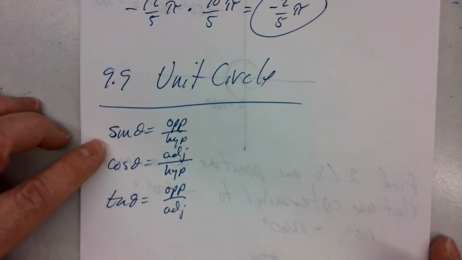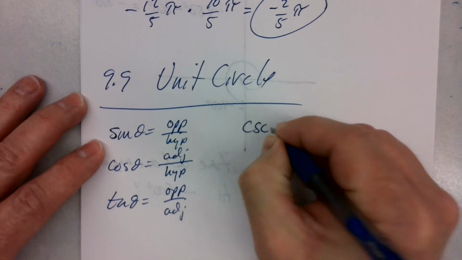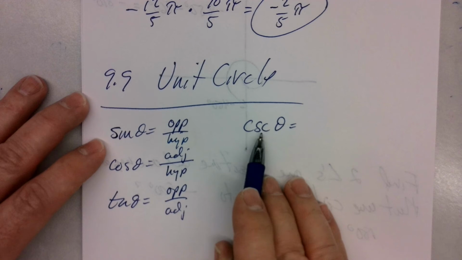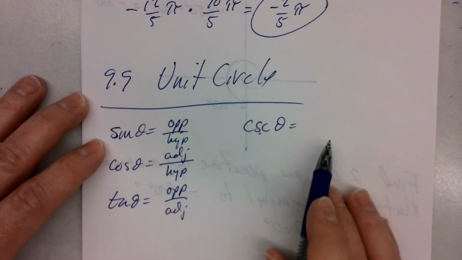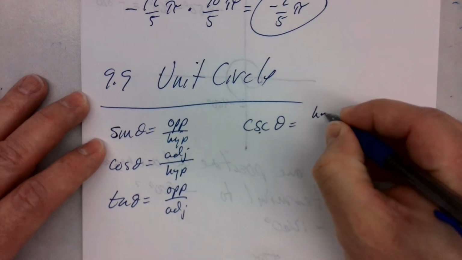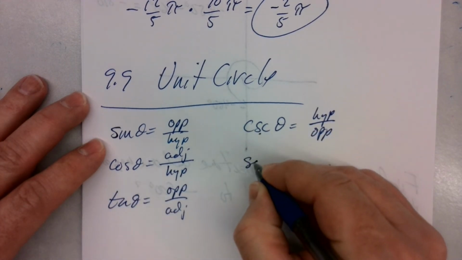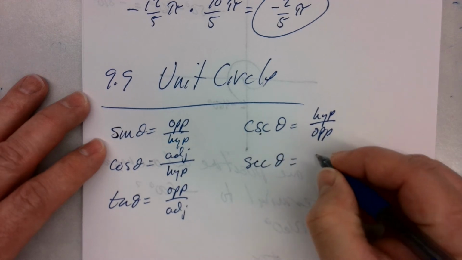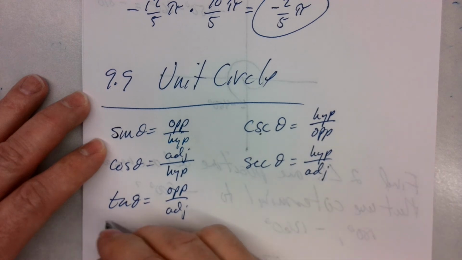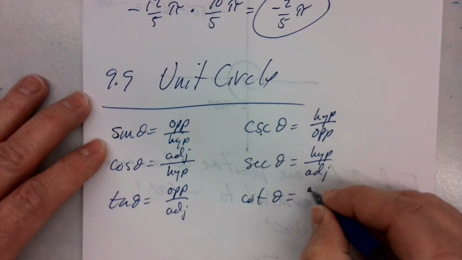Sine has an inverse, and it is called cosecant, CSC. Well, if sine's inverse is the cosecant, what do you think the ratio for cosecant is? Hypotenuse over opposite. Cosine's is secant, and it is hypotenuse over adjacent. And tangent's is cotangent, and it is adjacent over opposite.